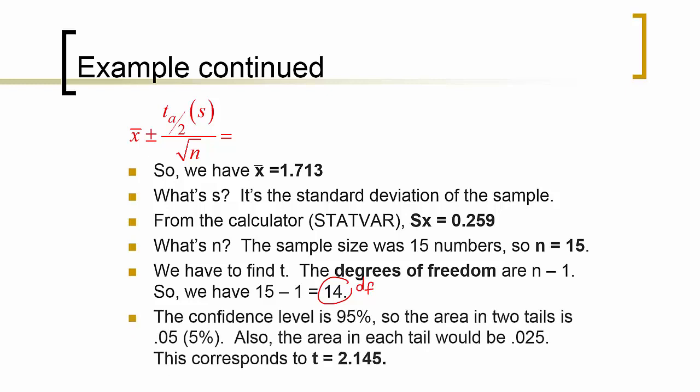We're told to use a confidence level of 95%. So the area left over in 2 tails is 0.05. So we will go to the appropriate column that has an alpha of 0.05 in 2 tails. You could also use the 0.025 in 1 tail, which is listed above it. And we're going to go to the 14th row. And this will give us T is 2.145.